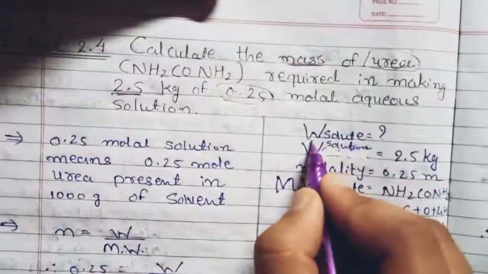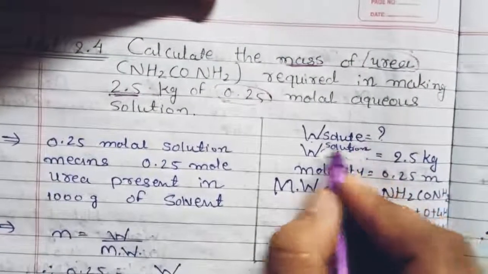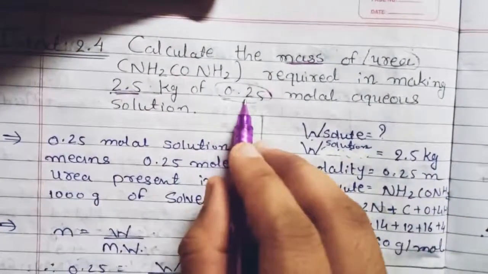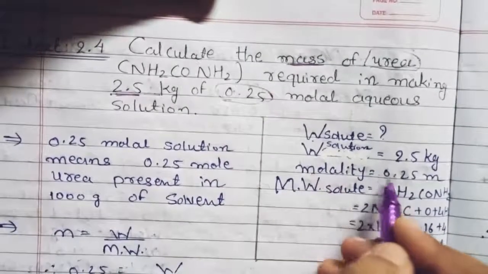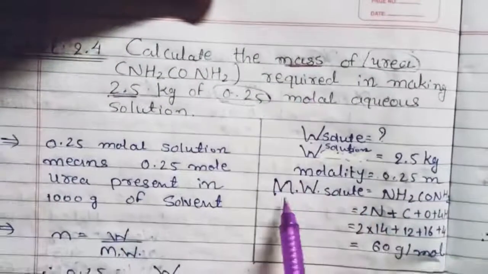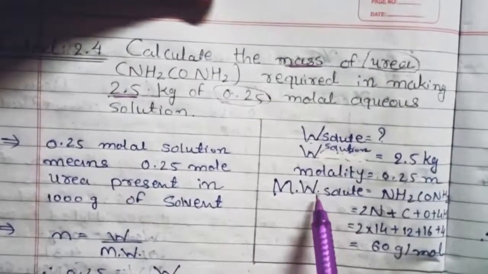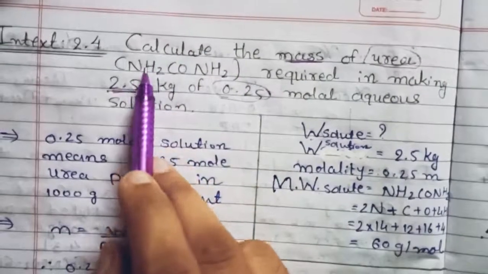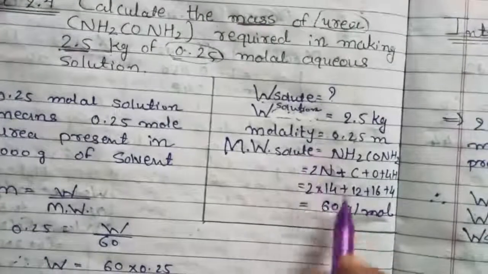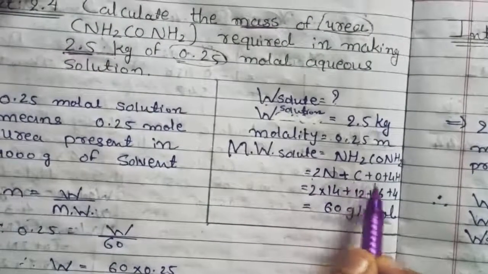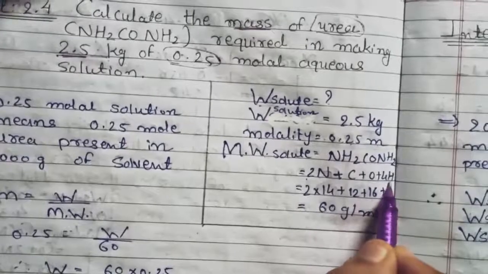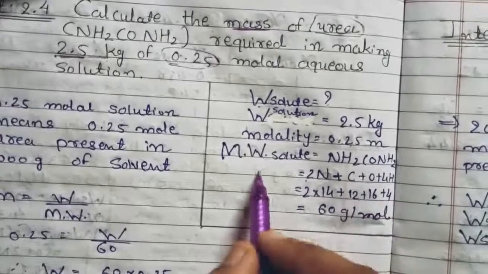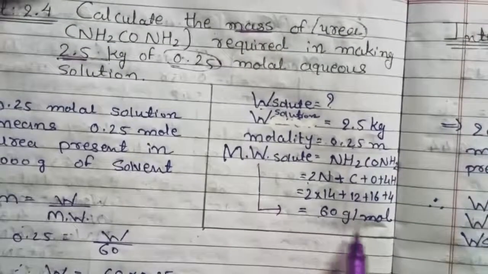तो here we have to find out the mass of solute, right? And the given is mass of solution, which is 2.5 kilogram. Molality is also given, right, which is 0.25 molar. And we can calculate the molar mass of solute, right, because the solute having a molecular formula NH2CONH2. So molar mass will be 2 mass of nitrogen plus mass of carbon plus mass of oxygen plus 4 mass of hydrogen. Replace all the atomic mass of carbon, nitrogen, oxygen and hydrogen. So you will get molar mass for the urea will be 60 gram per mole, right?